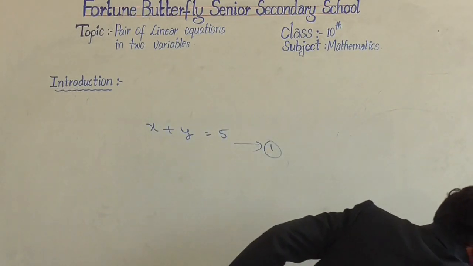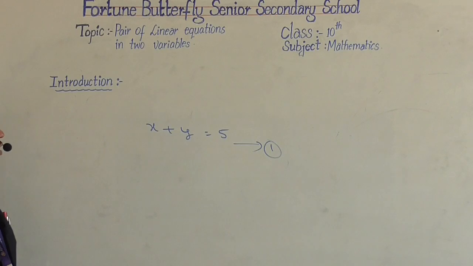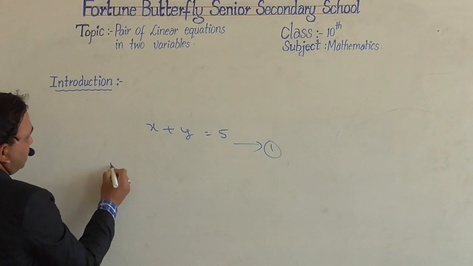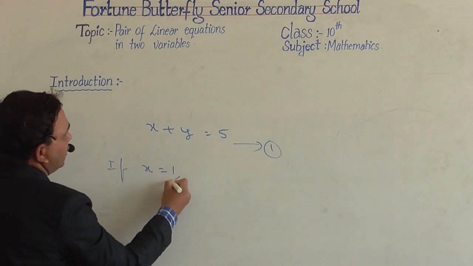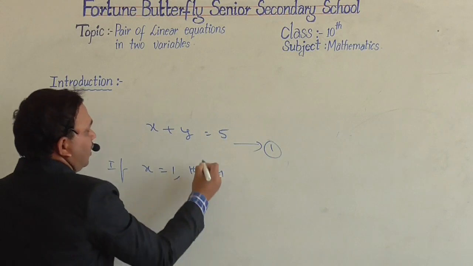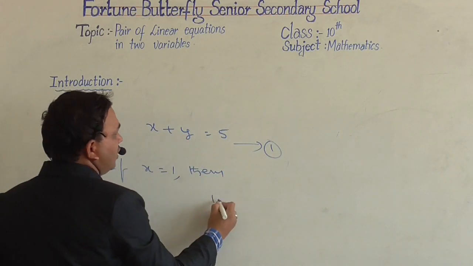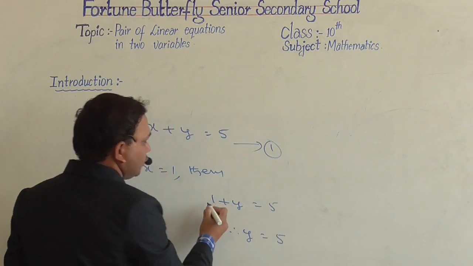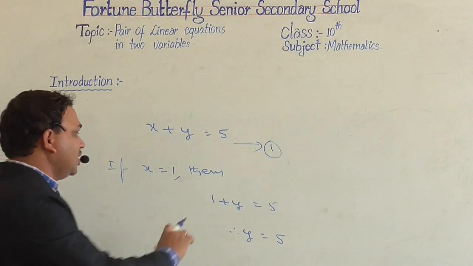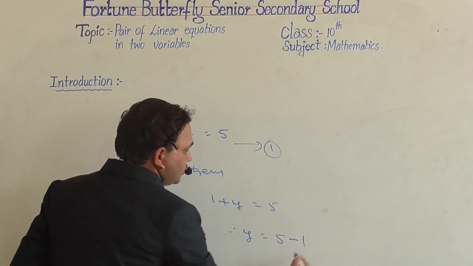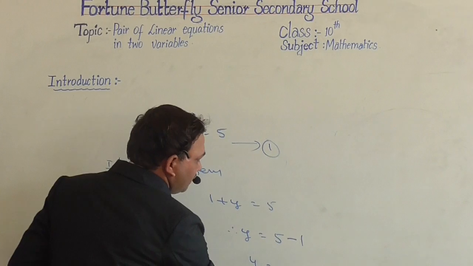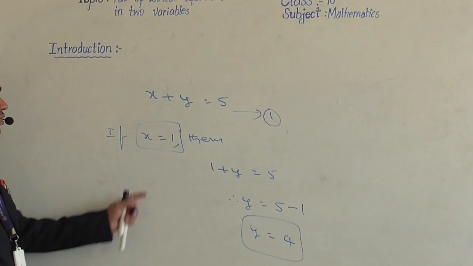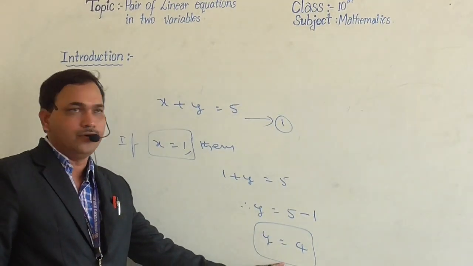Equation number 1. You should find out by taking any values. For example, if x is equal to 1, then replace x with 1. So 1 plus y is equal to 5. So therefore y is equal to 5. When the left hand side has the positive symbol, it goes to the right hand side as minus. So minus 1. y is equal to 5 minus 1, which is 4. So if you take x is equal to 1, then you get y is equal to 4.